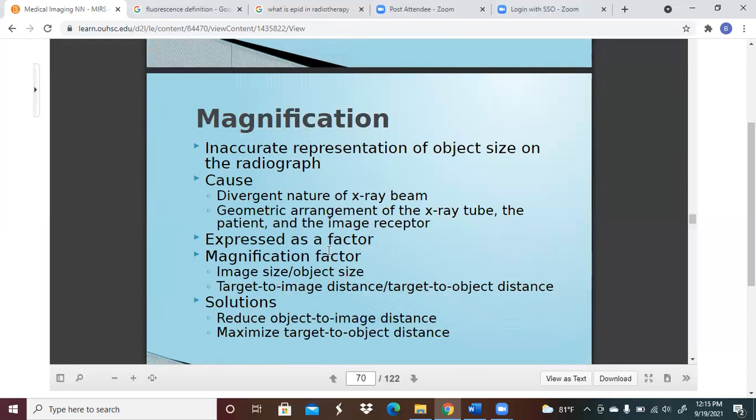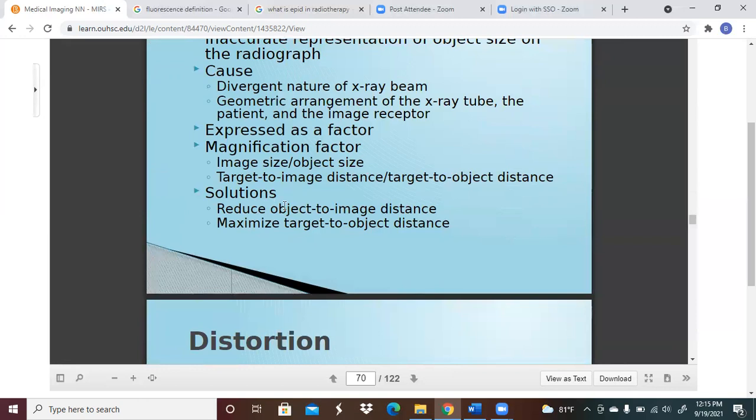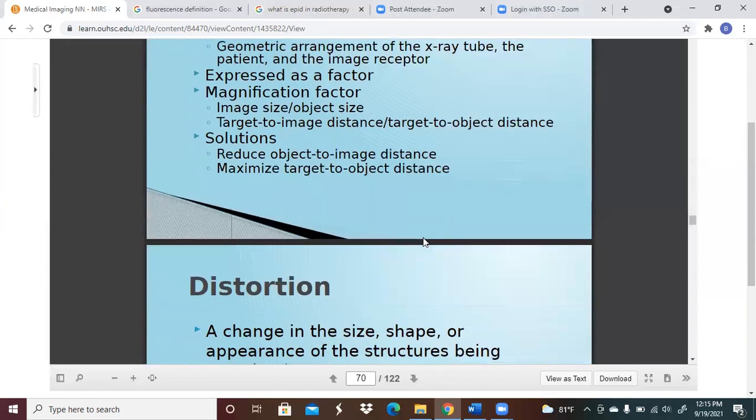You've got geometric factors here, magnification and distortion. Magnification is an inaccurate representation of the object size. X-rays diverge, and there is the geometric arrangement of the X-ray tube, the patient, and the image receptor. And it's expressed as a factor so that we know what that magnification is. The magnification factor is the image size to object size, or target to image distance over target to object distance. And we can either reduce the object to image distance or maximize the target to object distance.